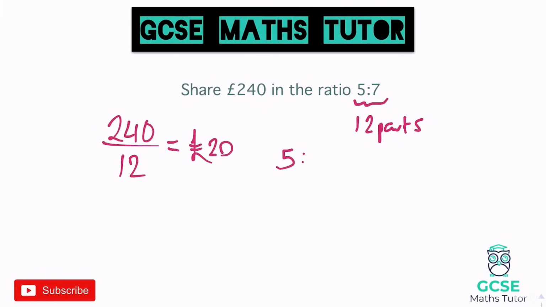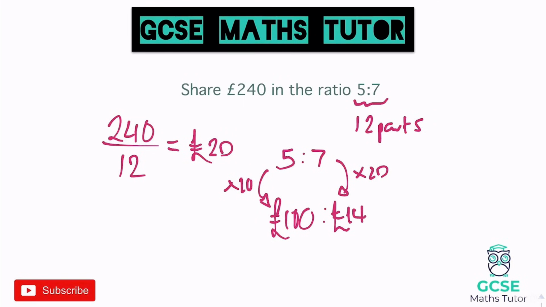Now there was 5 parts and 7 parts, so those 5 parts are going to be 5 lots of 20, which would be £100, and the other part there was 7 parts, and that times 20 would give us £140. So splitting it in the ratio 5 to 7 gives us 100 to 140. And the last little check you can do here is just to add these two together, just to make sure you do get that £240 that you started with. So we're happy with that as a final answer.